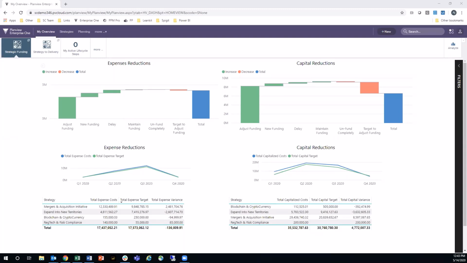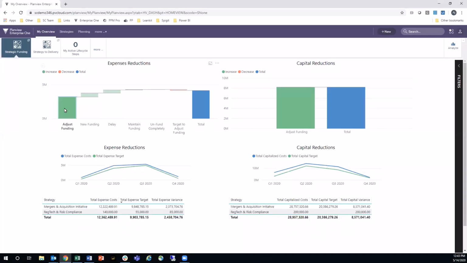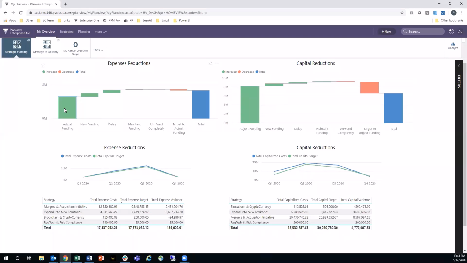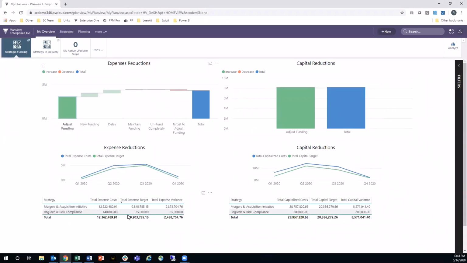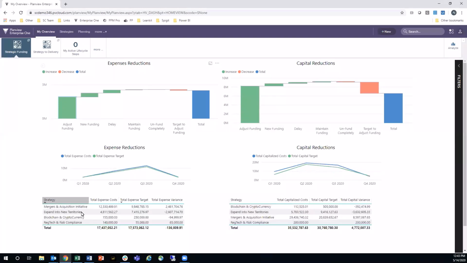We had to reduce our budgets by about $10 million across all of our strategies, which does include some new strategic funding, some adjusted funding, and some that has been maintained. In this dashboard, as I drill into a specific funding status, you'll notice I can see all of the related strategies.